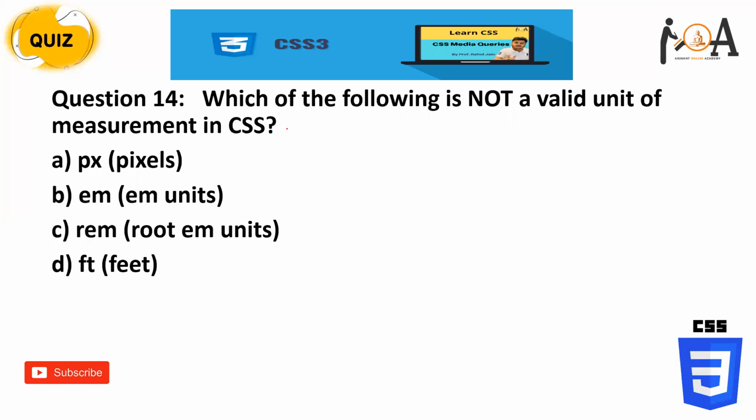Question number 14: which of the following is not a valid unit of measurement in CSS? Pixel is a valid unit. EM units is a valid unit. Root EM unit is also a valid unit. Feet is a measurement unit, but it is not in CSS. In the general world, we can use feet or foot, but in CSS we cannot use this property. We only use pixels and such. So D is the correct answer because not a valid unit is asked here.